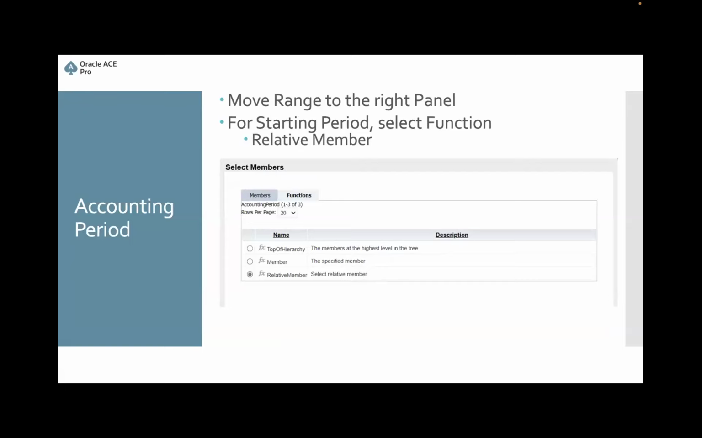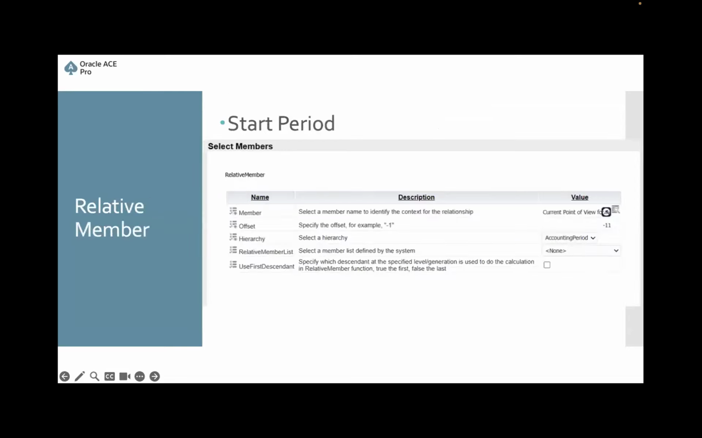So for my starting period, I'm going to get a function. I'm still going to my function, and I'm getting my relative member. So I'm going to say, even though you're running this for July, I want the report to start 12 months ago. I'm saying get a relative member. And it is, in this case, my starting period is 11 months ago. So I'm not getting year on year. I'm getting year over where we were 11 months ago. So minus 11 is the starting period.